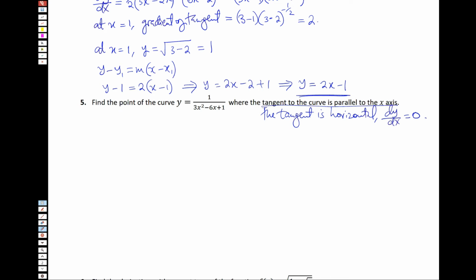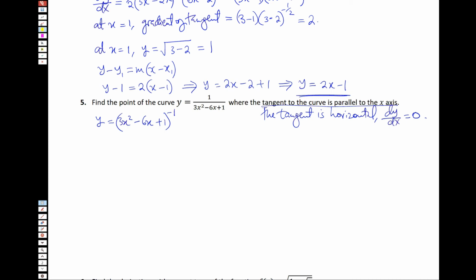All right, so back to differentiation. So we can rewrite this expression this way using our knowledge of indices. So this is the same as (3x² − 6x + 1) to the power negative 1.